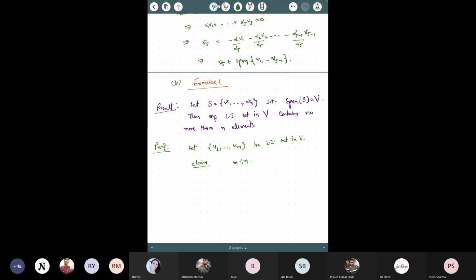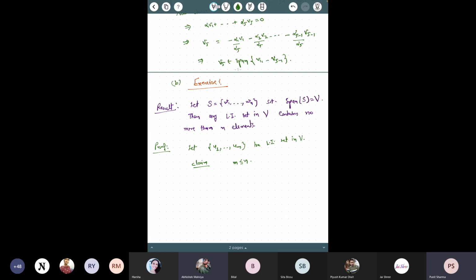Sir, n has to be kept smaller because we are claiming more than n. No, what I have to show is that any linearly independent set cannot have more than n elements. So if I take this linearly independent set, I have to show that m is always less than or equal to n.